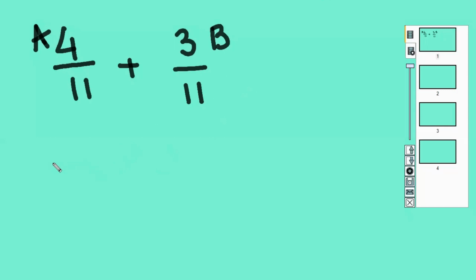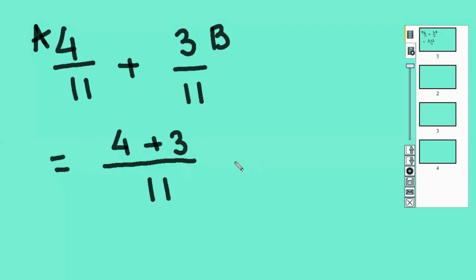So over here, when we are adding them, we give the equal to sign, and we write down 11, the same or common denominator, like this. Always remember one thing, we do not add the denominators. We don't write 11 plus 11. What we do is we just add the numerators and we write down 7 upon 11. Your work is done.